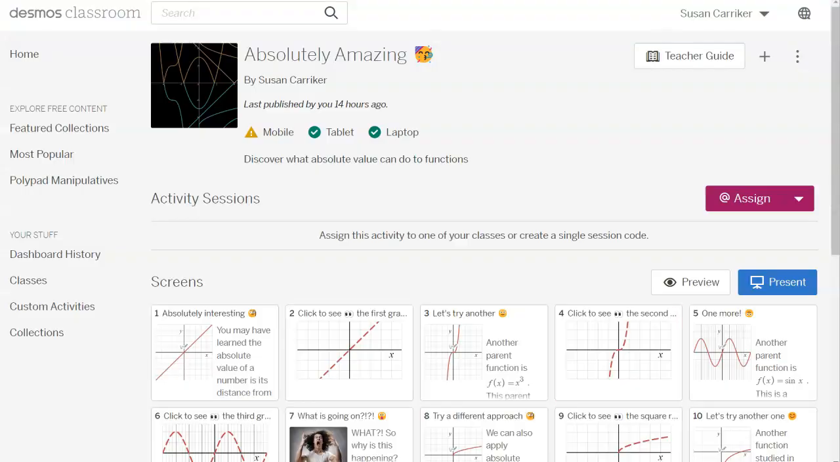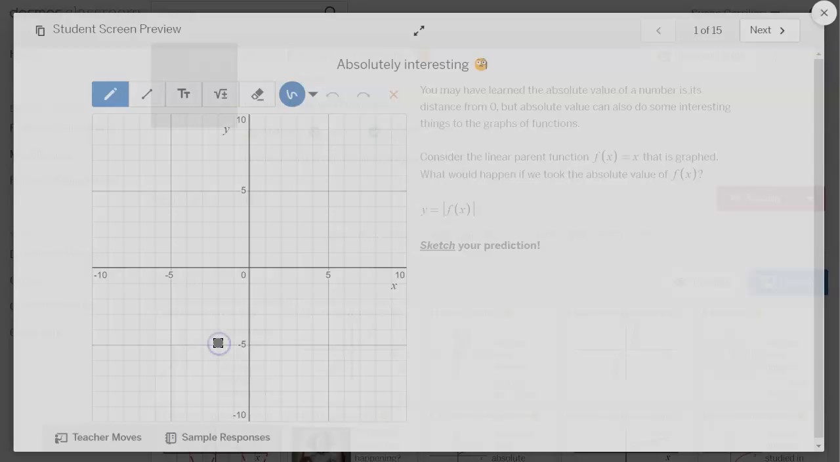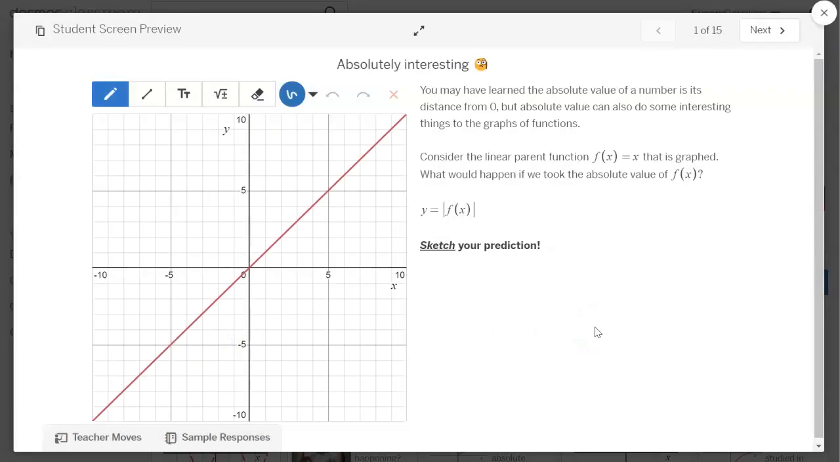Here is the Desmos classroom activity, and in this one we're going to explore what absolute value will do to a function, and it's actually quite interesting. This gives them an intuitive understanding of the whole point of their parent function for absolute value. So let's click on the first graph. This is a line, y is equal to x. So the question is, what if I did y is equal to the absolute value of this function? So they would sketch their prediction.